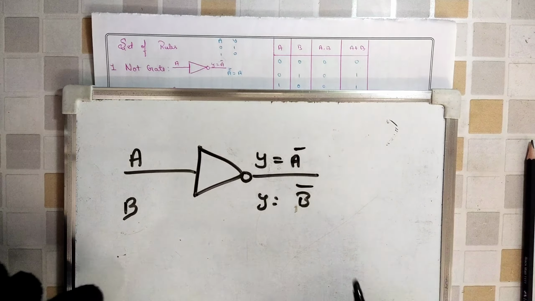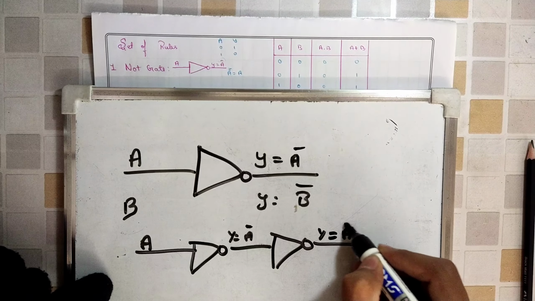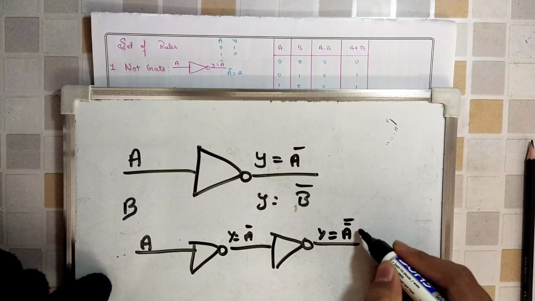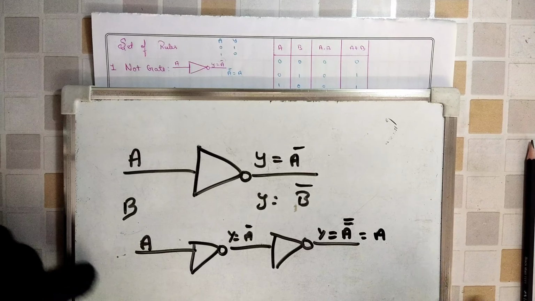Suppose we had another logic like 2 NOT gates here. So here if you pass A, here y equals A bar, and again here y equals A double bar. Now this A double bar is again equal to A. How I will be saying that now.